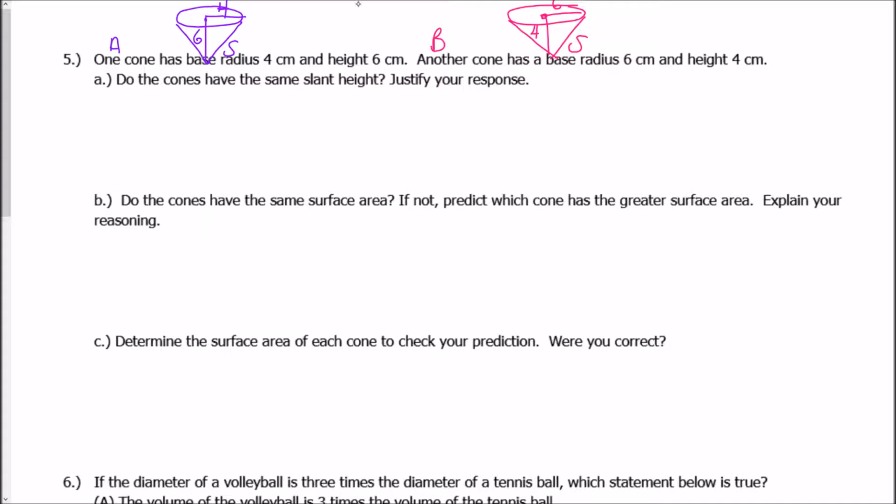And I want to know if these slant heights are going to be the same. And if I take a look right here, in order to find the slant height, I have to use Pythagorean theorem. Okay? So for cone A, it would be 6 squared plus 4 squared equals S squared. And for B, it would be 4 squared plus 6 squared equals S squared. So no matter what, the S is going to be the same because 6 squared plus 4 squared is the same thing as 4 squared plus 6 squared. So therefore, the cones do have the same slant height.